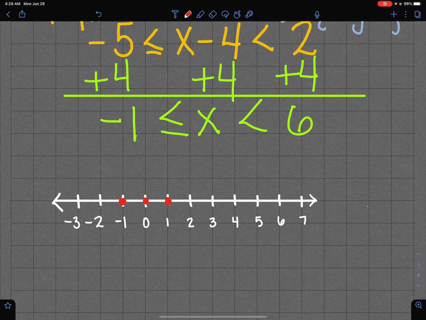Okay, but then I'm going to stop before I get to 6 because it says x has to also be less than 6. So that means 6 is not going to be included. So I'm going to stop at that 5. And then that's it. I've graphed it. I have graphed that inequality. X has to be greater than or equal to -1, so I did include the -1. And x has to be less than 6, so I did not include that one.